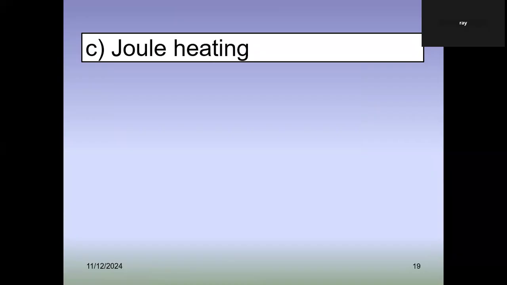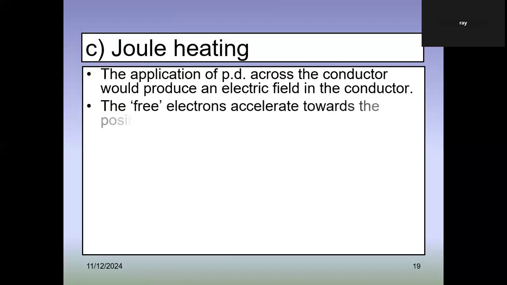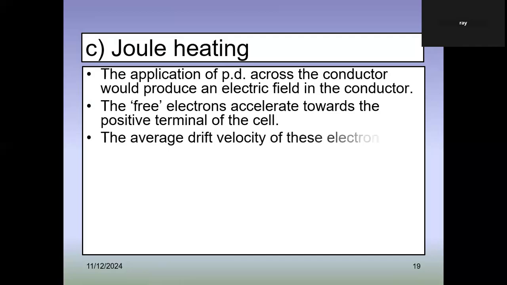So we will observe two things. One is Joule heating. Application of PD across a conductor will produce an electric field in the conductor. Free electrons accelerate towards the positive terminal of the cell. Average drift velocity of electron is about 10 to the power minus 3 meter per second, about 1 millimeter, so it's very slow. But remember, velocity is a vector. There's your random velocity, there's the drift velocity, so the two will add up as a vector.